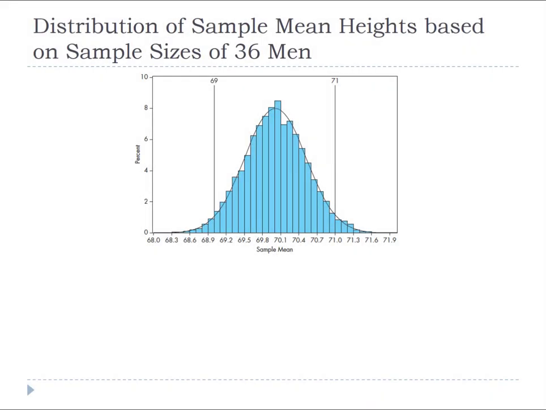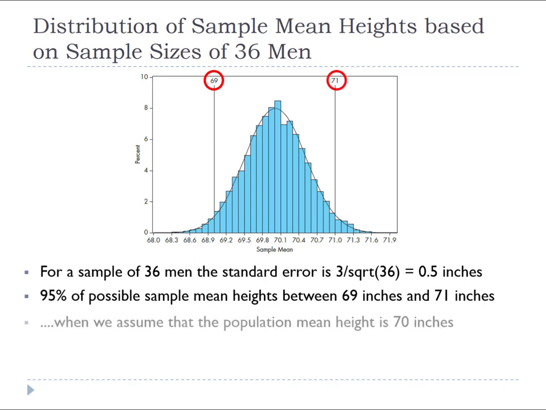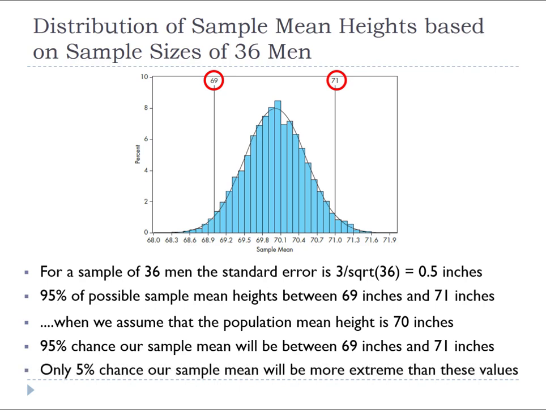In our hypothetical height example, if we were to select a sample of 36 men, the standard error would be approximately equal to 0.5 inches. We'd expect 95% of possible sample mean heights to be within 2 standard errors of the population mean, or between 69 inches and 71 inches, assuming that the population mean is equal to 70 inches. In other words, there is a 95% chance or probability that our sample mean height will be between these 2 values. There is only a 5% chance of obtaining a sample statistic more extreme than these values, or more than 2 standard errors from the population mean.